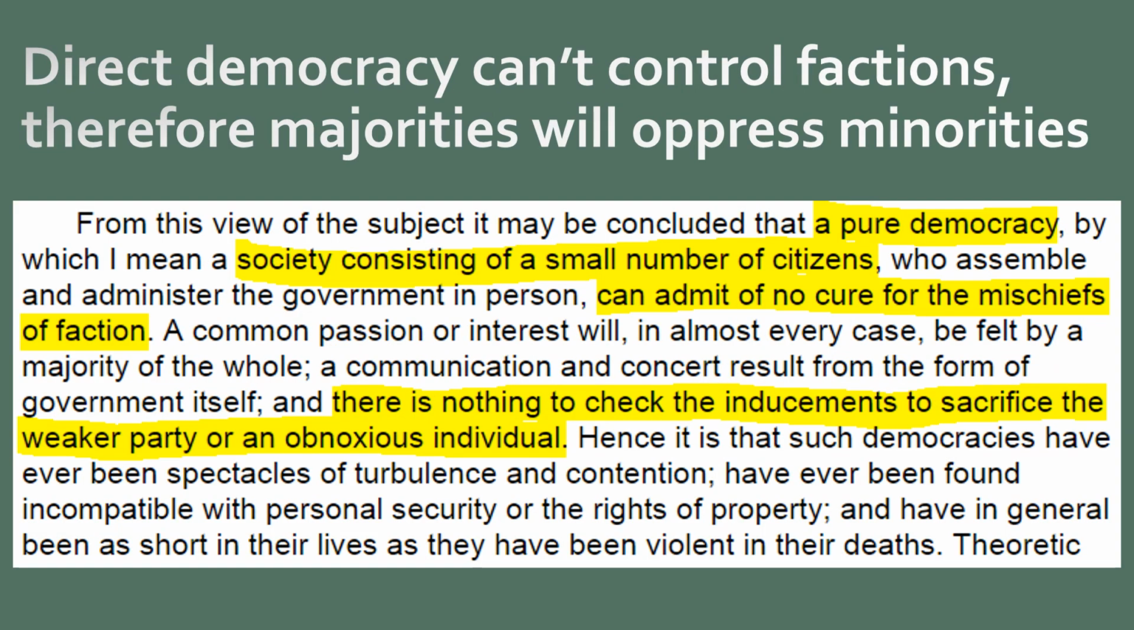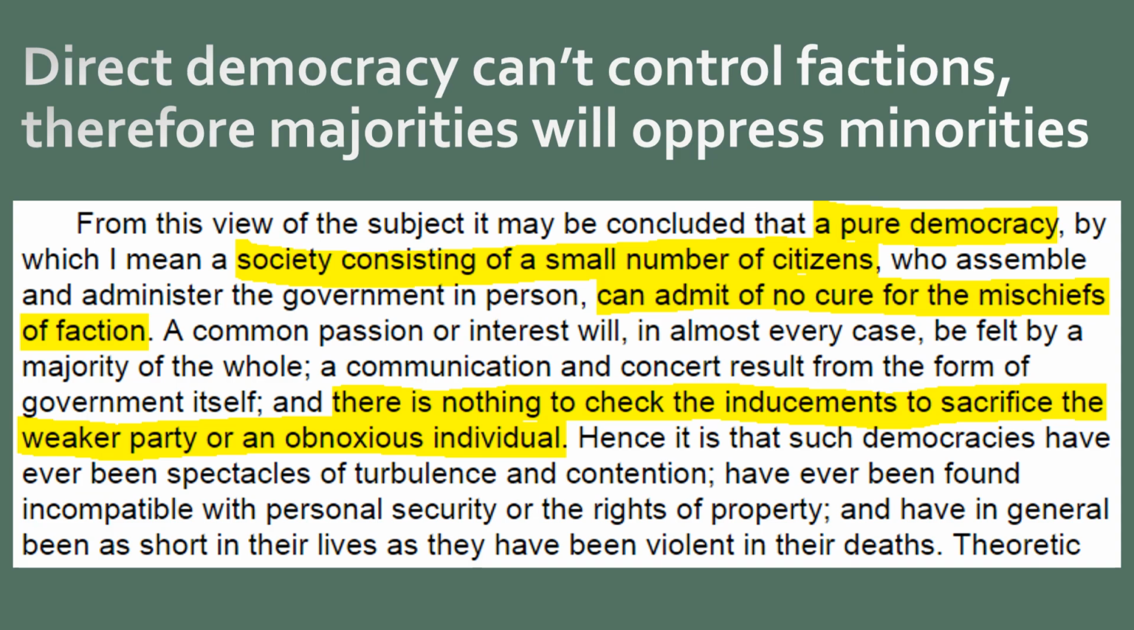So he starts with direct democracy. Will direct democracy, which he calls pure democracy, same thing, be able to do this? He says no, because it will be a society consisting of a small number of citizens, and he says it can admit of no cure for the mischiefs of faction. So he's arguing that a direct democracy cannot control factions.